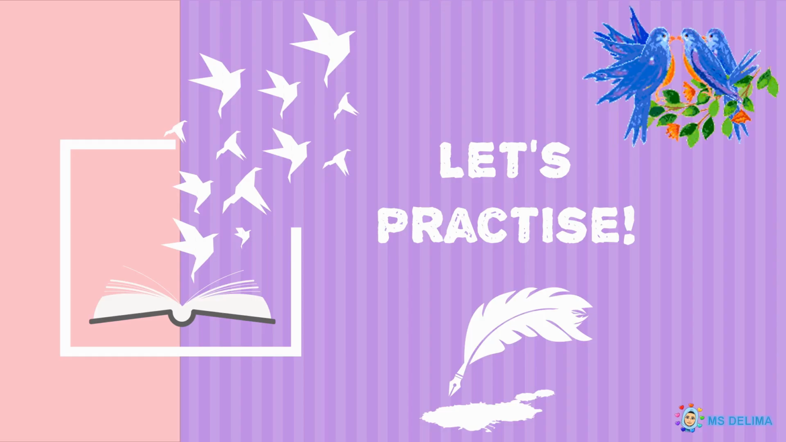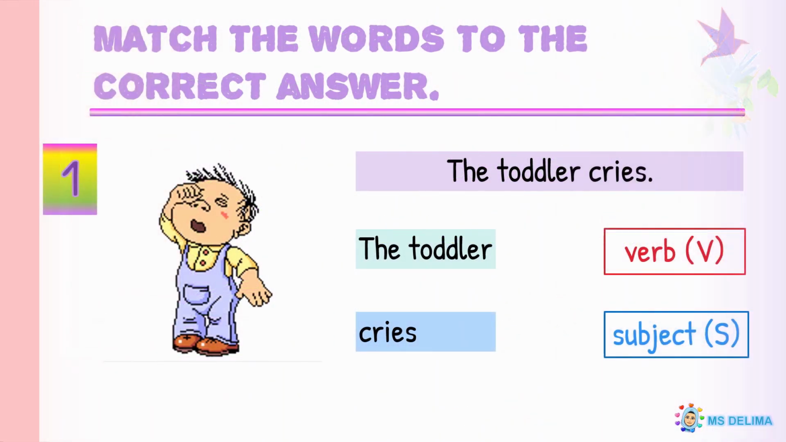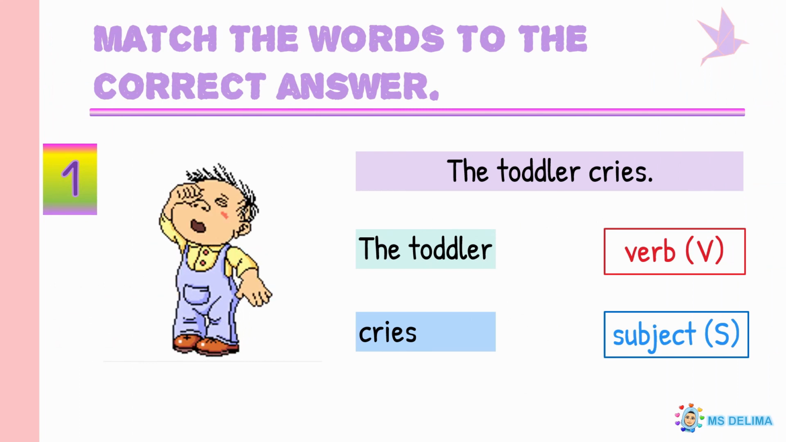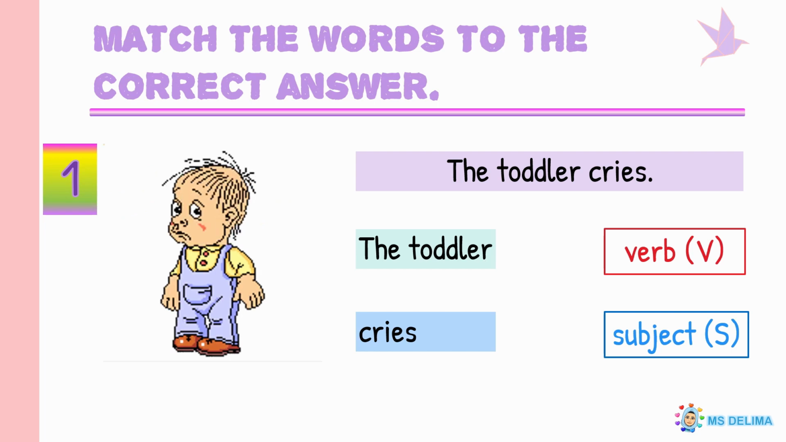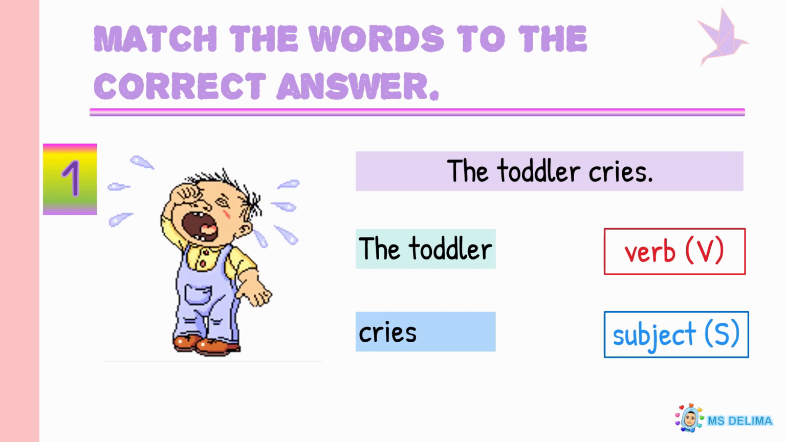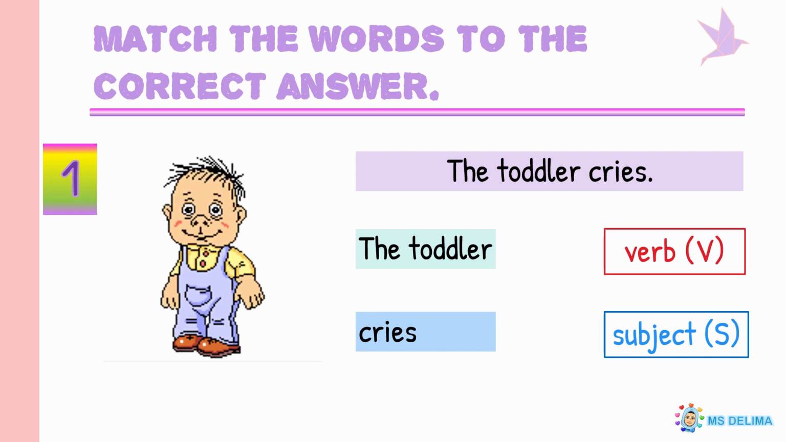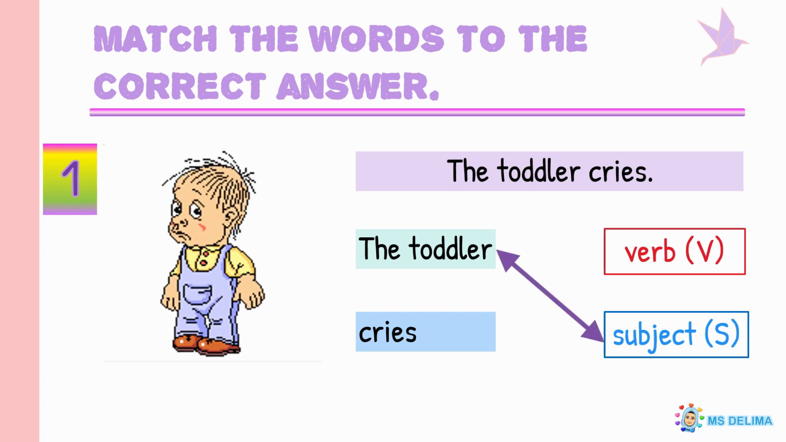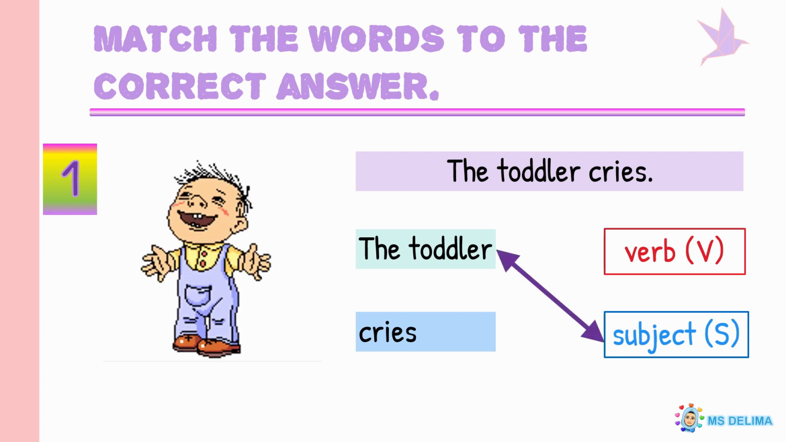Let's practice. Match the words to the correct answer. Question number 1. The toddler cries. Which one is the verb and which one is the subject? The toddler. What is it? Is it a verb or is it a subject? Yes, correct. It is the subject. And cries is the verb.